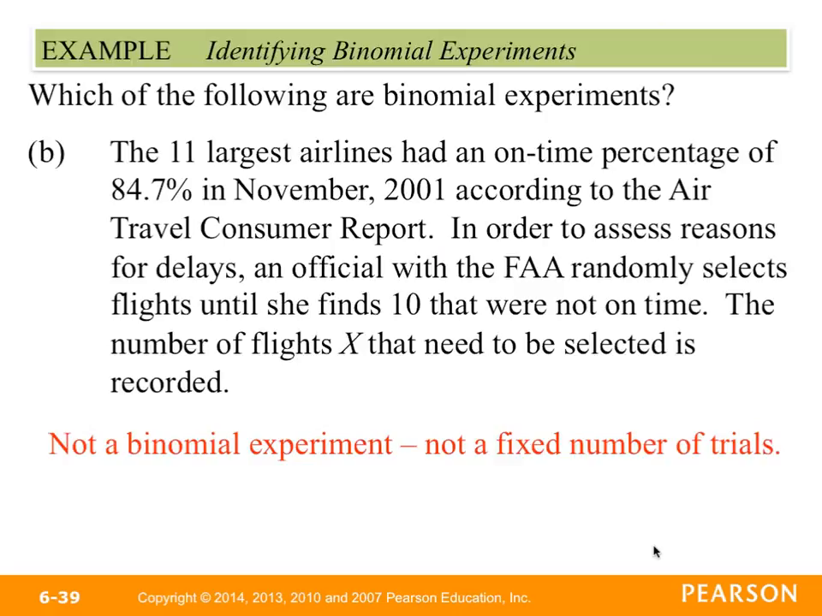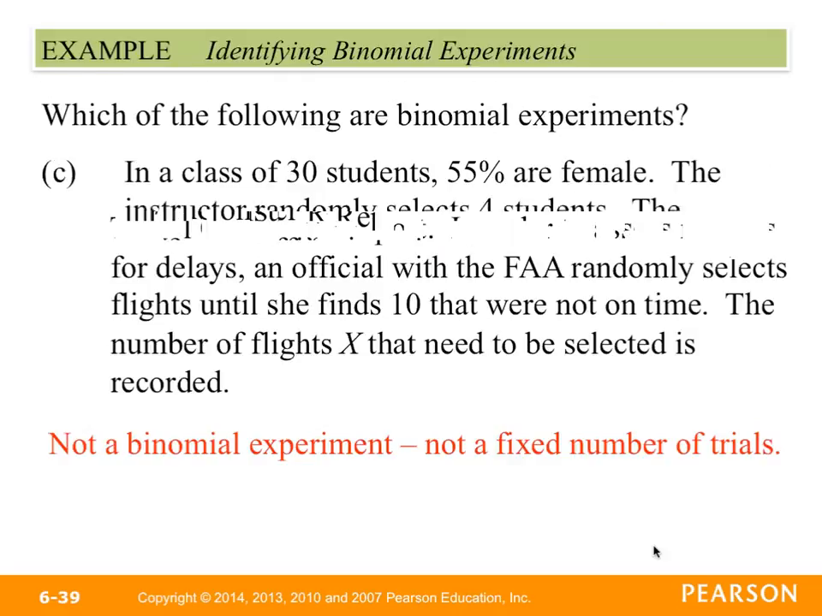She might need to find 100 flights before she finds 10 that weren't on time. Maybe she needs 1,000 flights or 50 flights. It kind of depends. So it's not fixed. So that's why that one is not a binomial experiment. Okay, let's do one more.